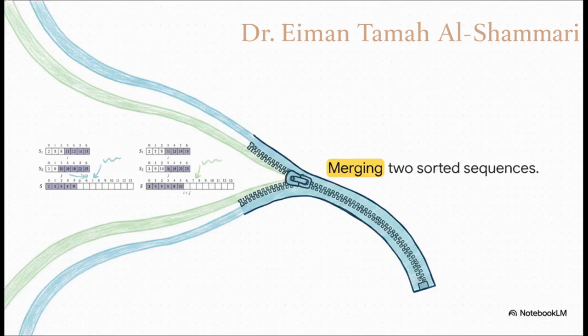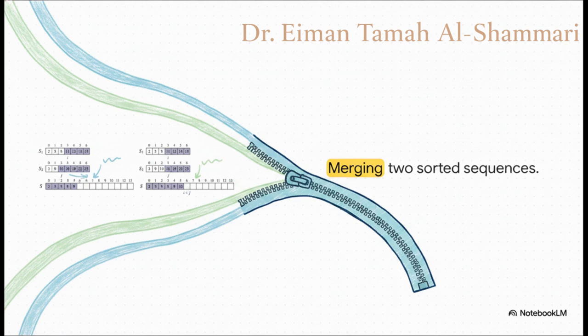Now think about that final, crucial merging step. You have two already sorted sequences, S1 and S2. Because they are already sorted individually, we don't have to go crazy and compare every single number to every other number. We just look at the first item of each sequence. 2 is smaller than 3? Okay, 2 goes first. Then we compare the next ones, 5 and 3. 3 is smaller, so 3 goes next.